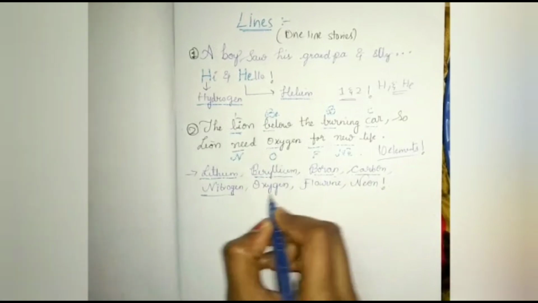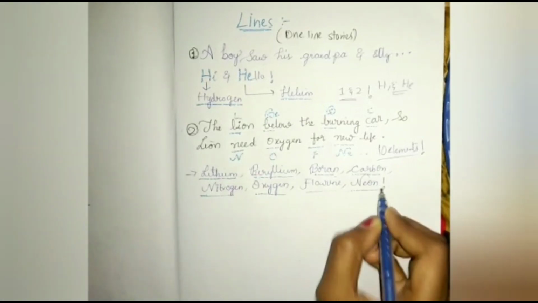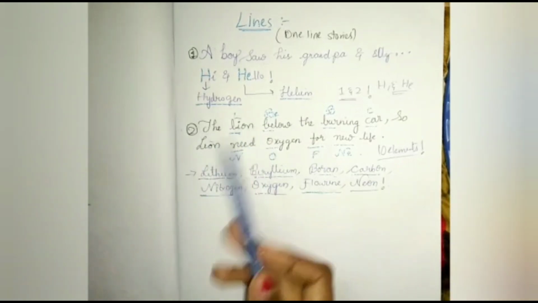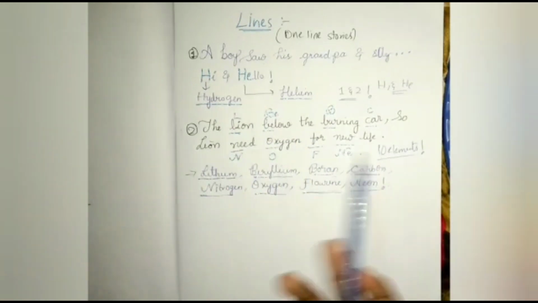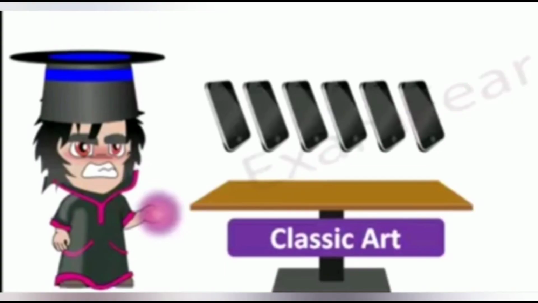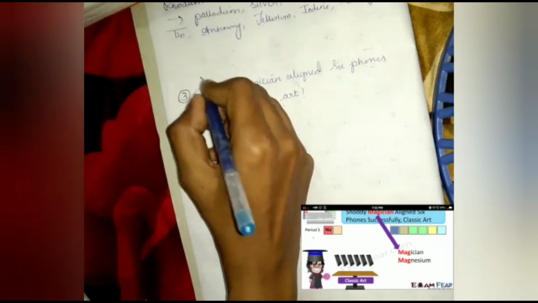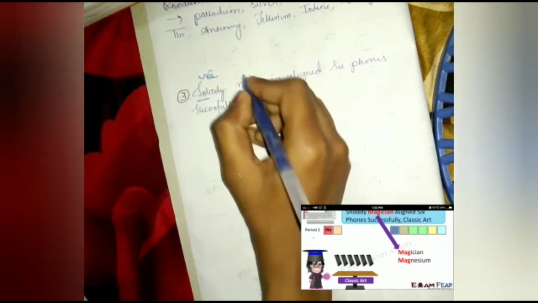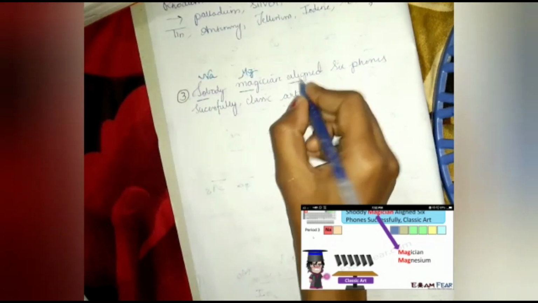Here we are seeing the magician, so buddy magician. Buddy magician aligned 6 phones successfully, classic art. So this is also a very easy line to remember in your mind. First of all I am writing the symbols of the elements with the related words. Initially I am writing the full form of the elements.